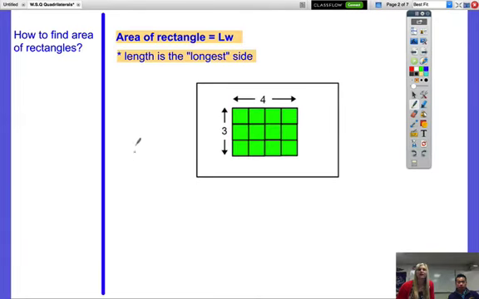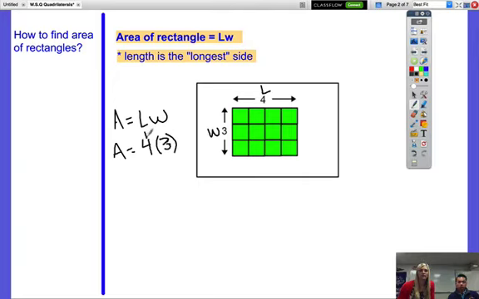How to find the area of rectangles. The area of a rectangle is just going to be your length times your width. So the length is the longest side. So this one is your length because 4 is obviously bigger than 3. So that's length. And then your width is right here. And that's 3. So I'd always write the formula first. Length times width. And then the area of this rectangle will be 4 times 3.